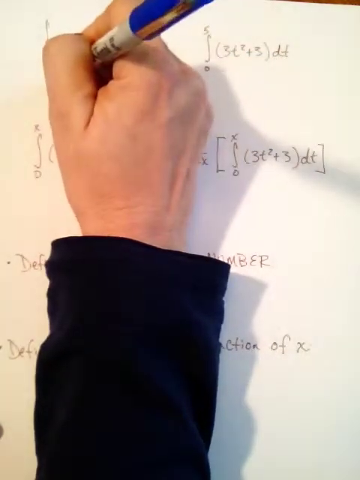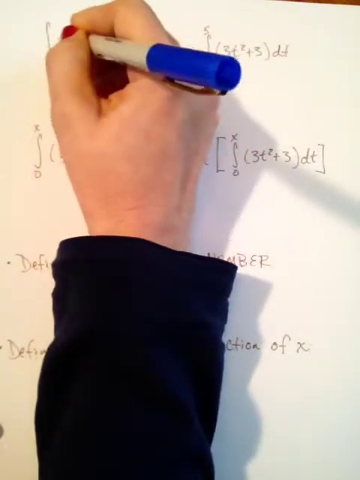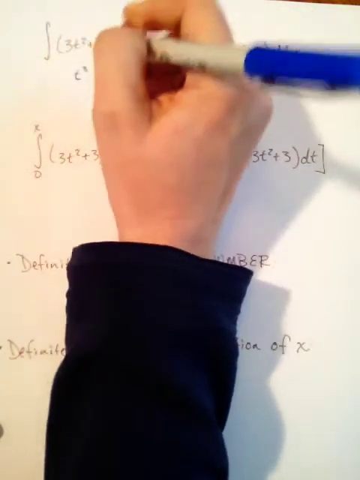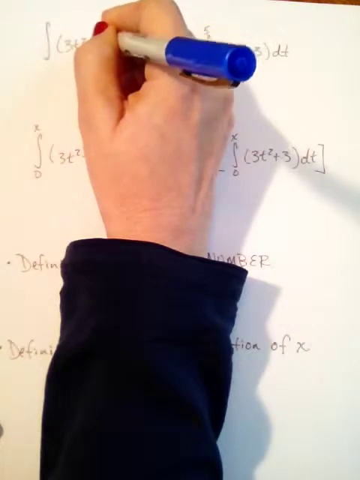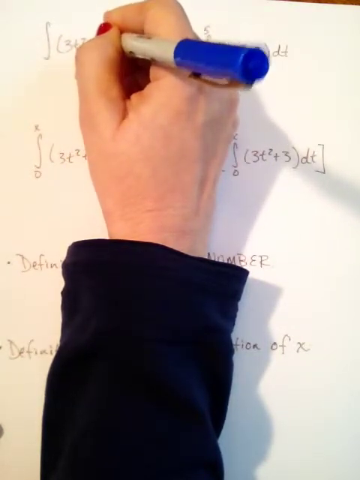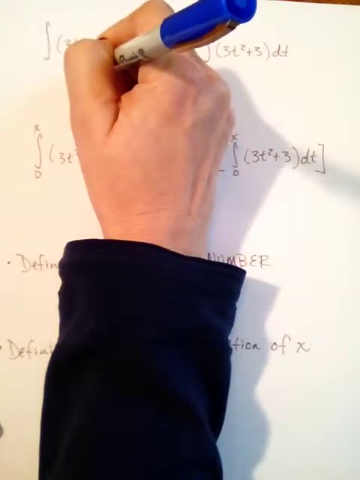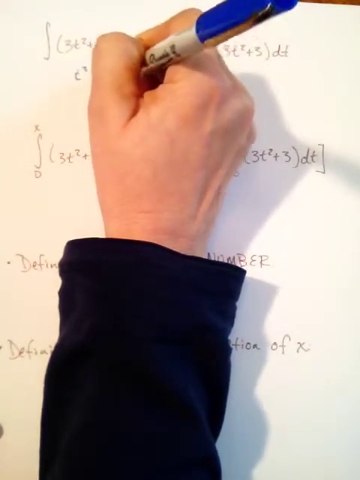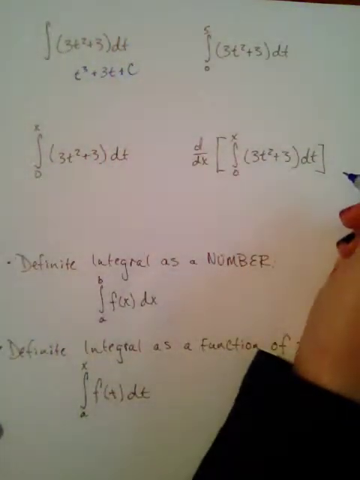So this will be a t to the third, and then that 3 would come down, but I'm going to divide by the 3, so that's a coefficient of 1. Plus, this is really a t to the 0 because it's 3 times a 1 that you can't see, so it'll become 3t plus c because we don't know what our c is.